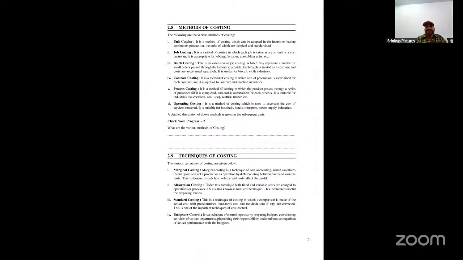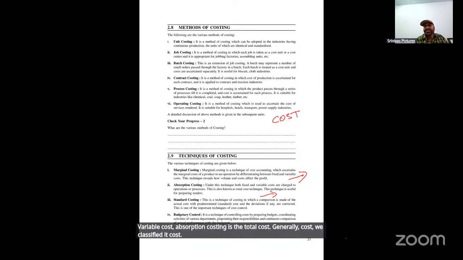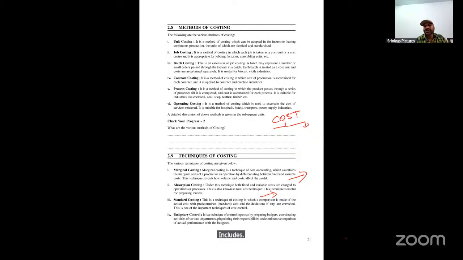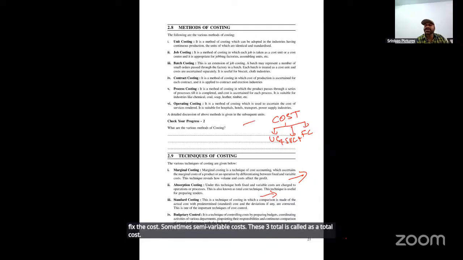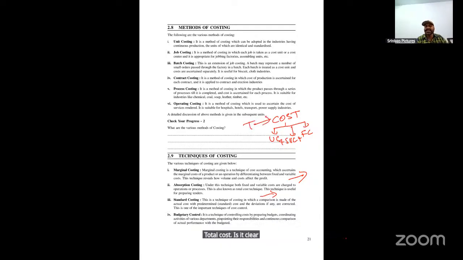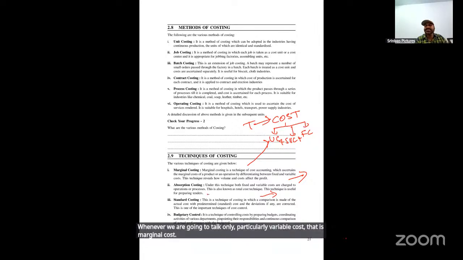Is it clear? Marginal costing is variable cost. Absorption costing is the total cost. Generally, cost is classified as variable cost, fixed cost, and sometimes semi-variable cost. These three together are called the total cost. So marginal cost means whenever we talk only about variable cost. Absorption cost means the aggregate of the total cost.